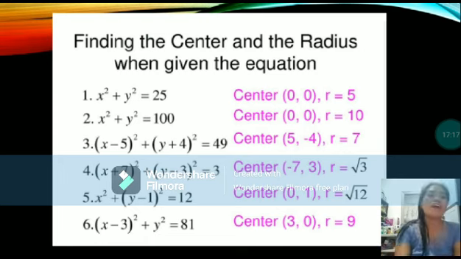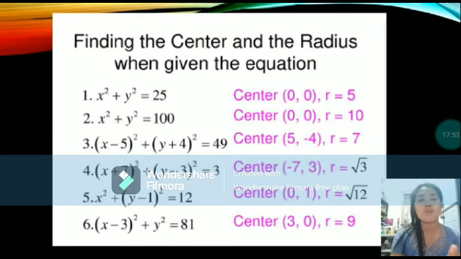Now let's have this one. I want you to help me analyze this one, finding the center and the radius when given the equation. Number 1, x squared plus y squared is equal to 25. Find the center and the radius. If the equation of the circle is x squared plus y squared on the left side, automatically the center will be at the origin. So obviously the center will be (0, 0). And if you are asked to find the radius, all you have to do is get the square root of the number on the right side of the equation. Since you have 25 there, the square root of 25 is 5.